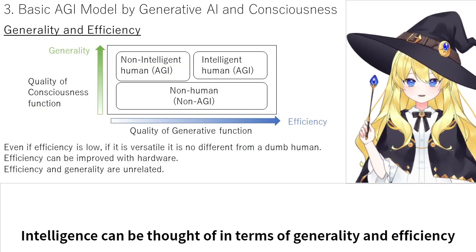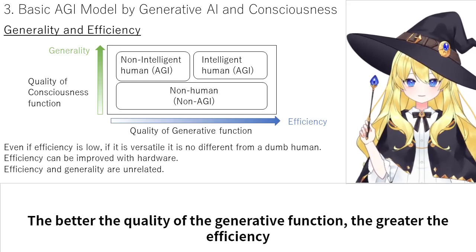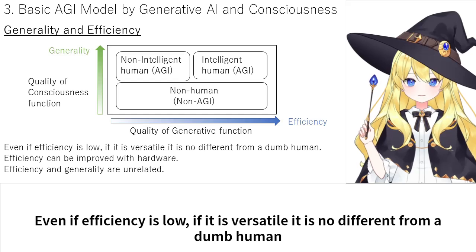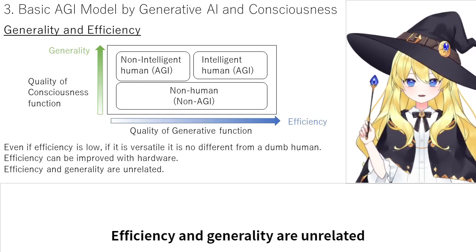Intelligence can be thought of in terms of generality and efficiency. The better the quality of the consciousness function, the greater the generality. The better the quality of the generative function, the greater the efficiency. Even if efficiency is low, if it is versatile, it is no different from a dumb human. Efficiency can be improved with hardware. Efficiency and generality are unrelated.